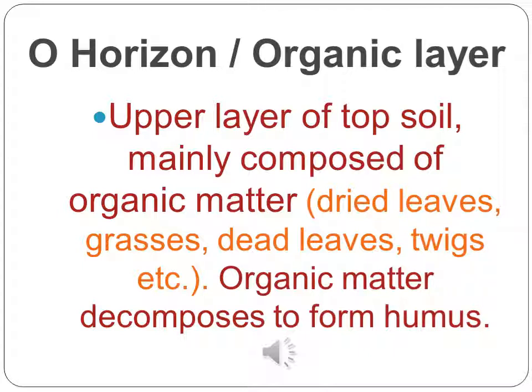This is very dark in color, dark brown or black brown. And children, horizon O is thin in some soils, thick in other soils and not present at all in other soils. Means in some soils it is very thin, in other types of soil it is thick, and in some soils it is not at all present.